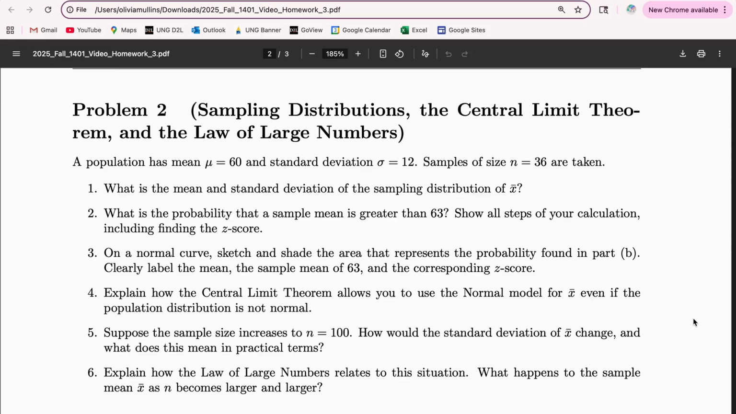Moving on to question 5, it says, suppose the sample size increases to n equals 100. How would the standard deviation of the sample mean change, and what does this mean in practical terms? If we increase the sample size to n equals 100, we calculate 12 divided by square root of 100, which equals 1.2. This gives a new standard deviation of 1.2. That means the sampling distribution becomes narrower, showing that larger samples produce more consistent averages.